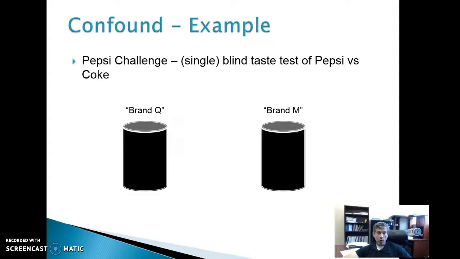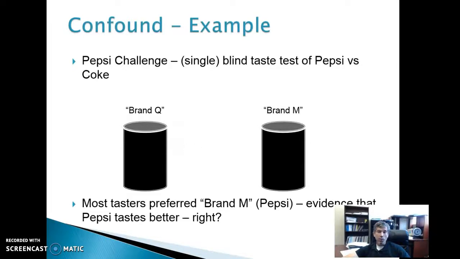You're going to taste these 2 sodas in random order, and then you're just going to tell them which one you like the best. What they found was that most tasters reported they liked the taste of brand M the best. That's great. That's Pepsi. That's what they wanted to happen. They launched a huge advertising campaign about this. Take the Pepsi challenge, do a blind taste test. You're going to love it. You're going to buy more of our soda, and we'll all make more money.